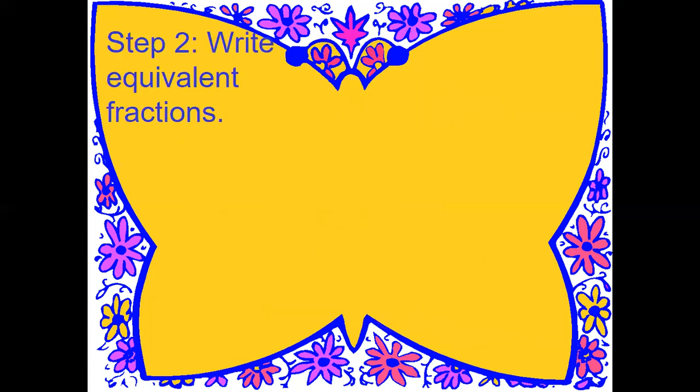Now step 2, we're going to write equivalent fractions. So let's start with 1/6. 1/6 equals 1 multiplied by 6, that will give us 6. Now remember, anything I multiply my numerator by, I must also multiply the denominator by the same number. So I am going to multiply 6 by 6. Now 6 multiplied by 6 will give us 36. So 6 over 36 is equivalent to 1/6.